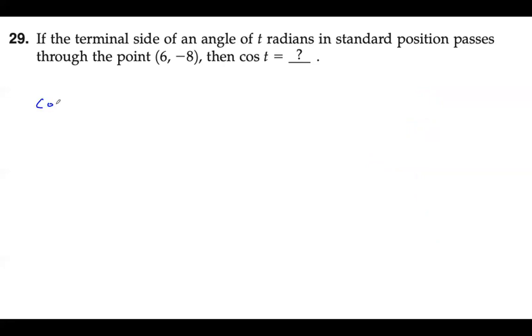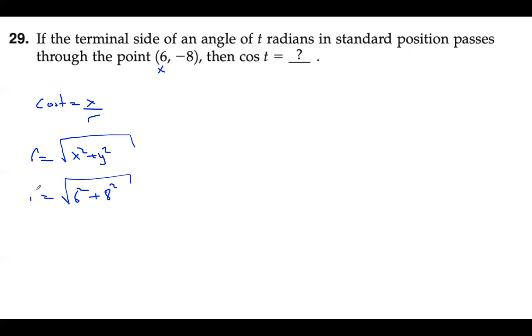So what was the formula of cos t? X over r. We need to find r because x is very clear, x is 6. And what was the formula of r? R is equal to the square root of x squared plus y squared. So x is 6, y is negative 8, but I will write just 8 because squared will make it positive. It will be 36 plus 64, which is 100. And you know, the square root of 100 is equal to 10. So r is equal to 10.